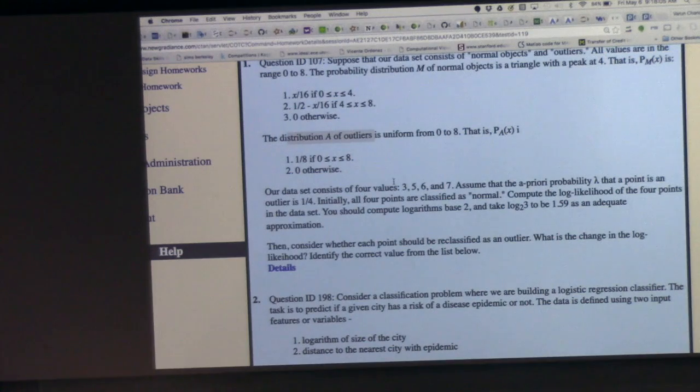And now what you need to do is apply Bayes' rule, right? You're given a data set in which you have 4 values, 3, 5, 6, 7, and there's a prior probability lambda that a point is an outlier. So that's the prior probability of the class. Let's say y is the class label. So y equal to outlier is 1 by 4, and probability y equal to normal is 3 by 4, right? So that's P(y) for y equal to 0, y equal to 1. And then you want to compute the log likelihood of the 4 points, okay?